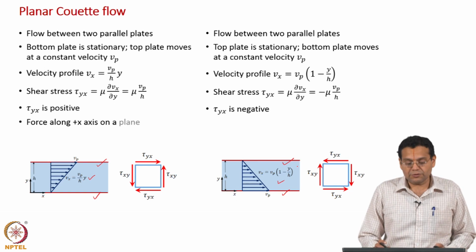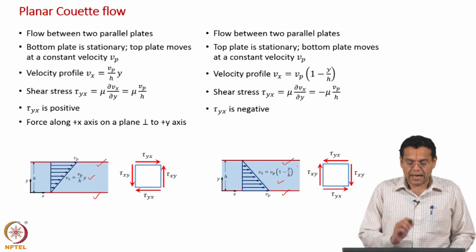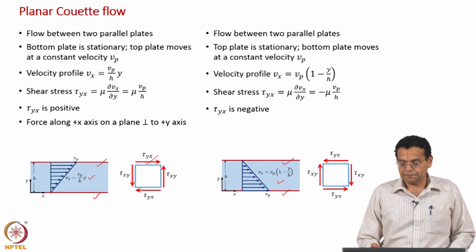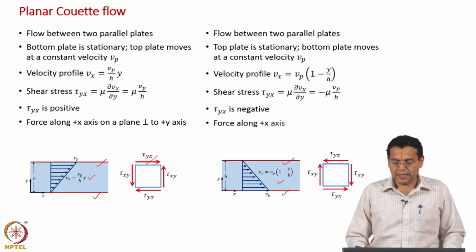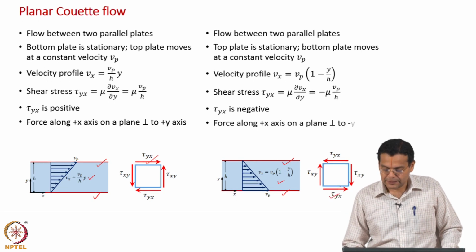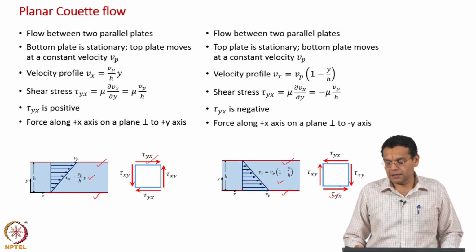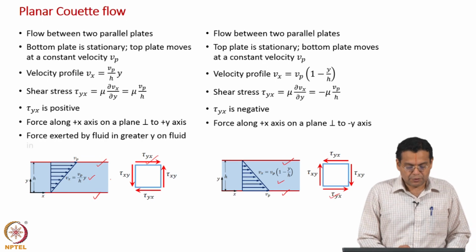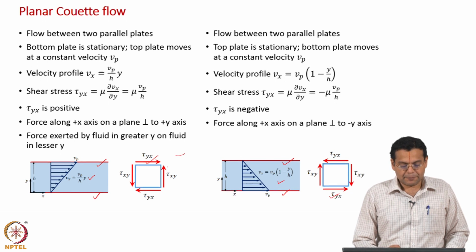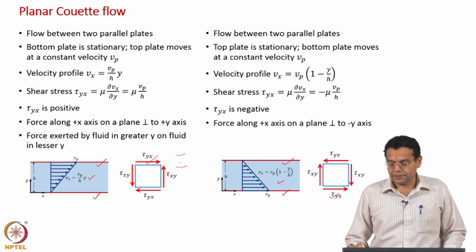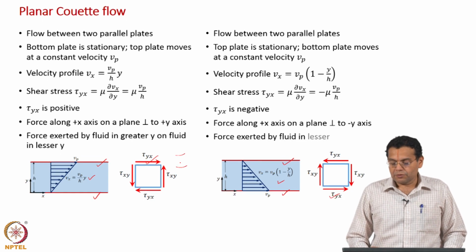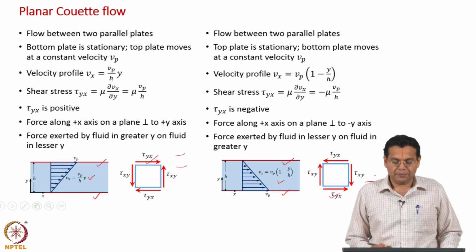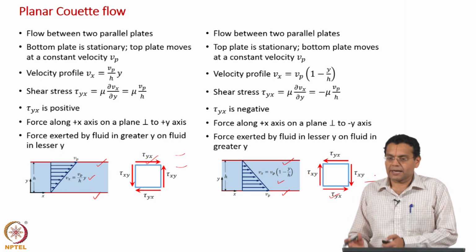If you consider a positive force along the x axis, it acts on a plane whose perpendicular is towards the positive y axis in the first case. In the new case, a force along the positive x axis acts on a plane whose perpendicular is towards the negative y axis. In the first case, it is the force exerted by fluid in greater y on fluid in lesser y, and in the present case, the force exerted by fluid in lesser y on fluid in greater y. And we are going to focus on the case on the right hand side.